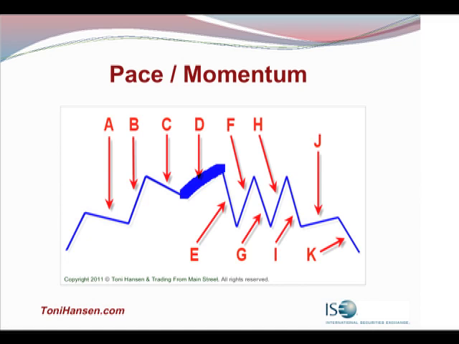So in D, for example, we have this slowdown in momentum where there's a slower pull higher, and this can result in this stronger push to the downside. Now, one of the questions that I often get is, how do you know if something is stronger paced or slower paced than any other time?